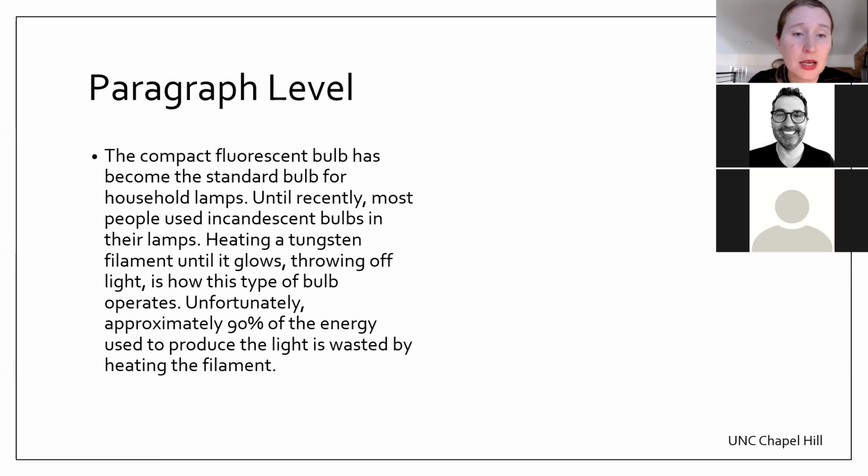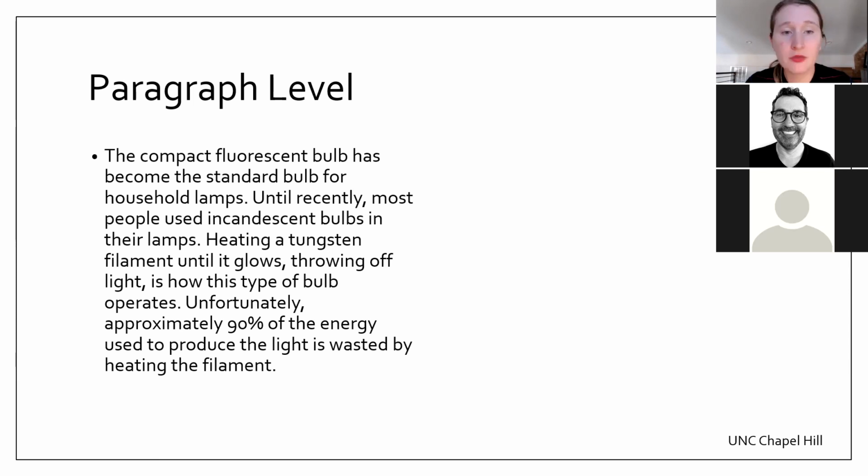The compact fluorescent bulb has been the standard bulb for household lamps. Until recently, most people used incandescent bulbs in their lamps. Heating a tungsten filament until it glows, throwing off light, is how this type of bulb operates. Unfortunately, approximately 90% of the energy used to produce the light is wasted by heating filament.